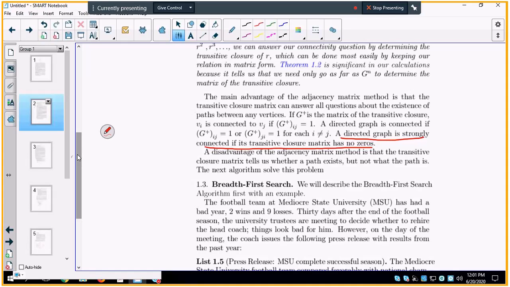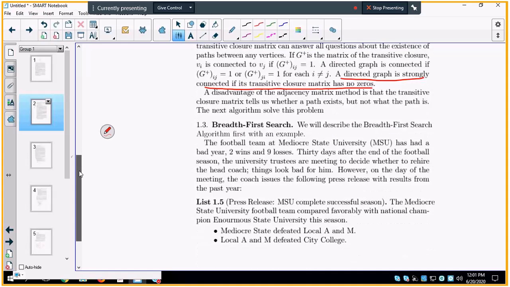So let's try to make sense of that. We said that the directed graph would be called strongly connected if there was two-way communication between each of the vertices, or if there's a path connecting vertex V to W and a path connecting W to V, then we say it's strongly connected. And so then it would make sense that the matrix would have no zeros because this will be true for all of the vertices.